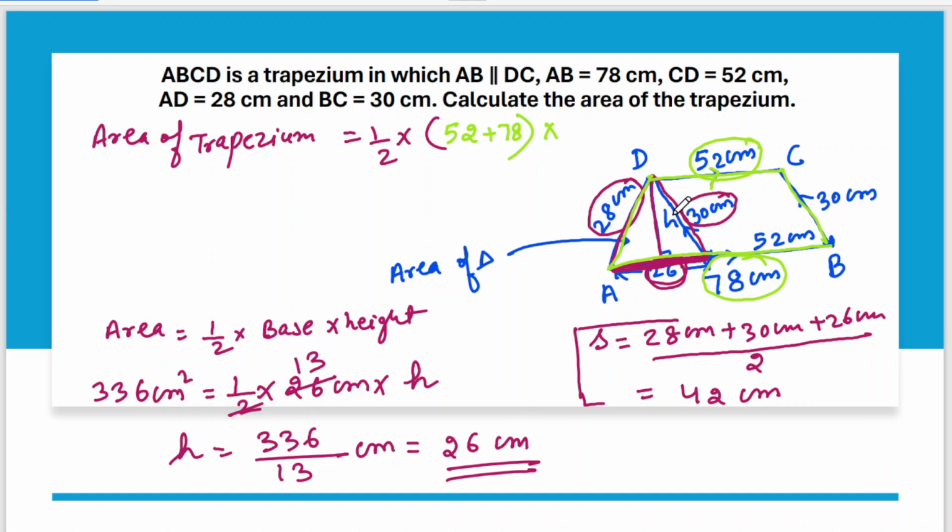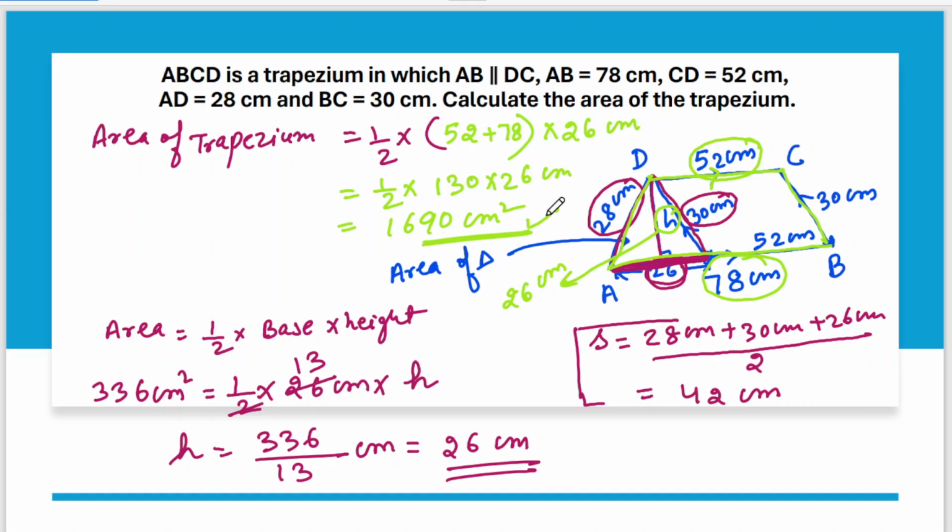And what is the height? Height we have got as 26 centimeter. So let me multiply it by 26 centimeter. So this is half into 130 into 26 centimeter. Finally you are going to get 1690 centimeter square as your answer. And this is the area of the given trapezium ABCD. This is your final answer.